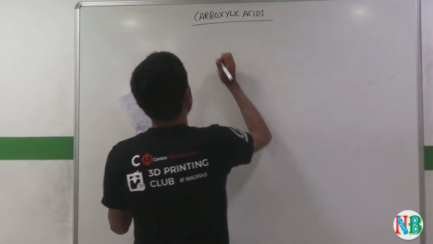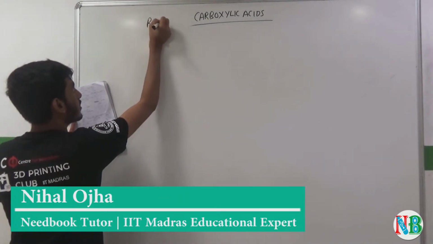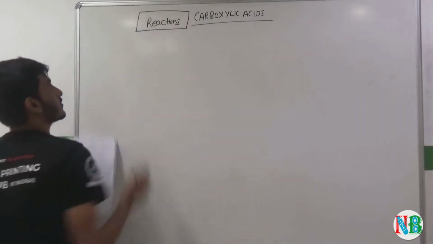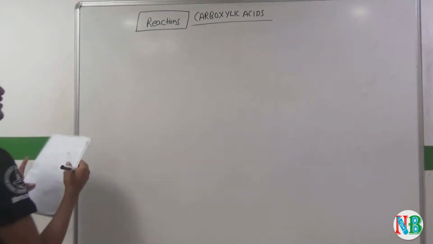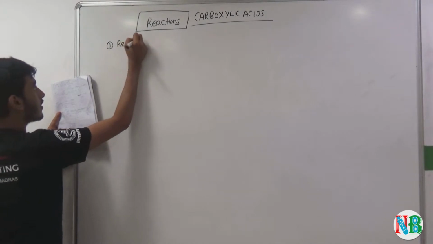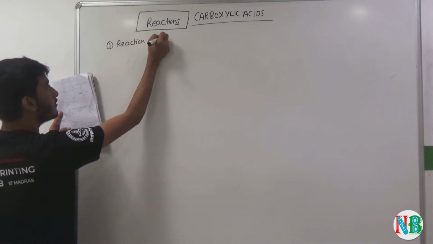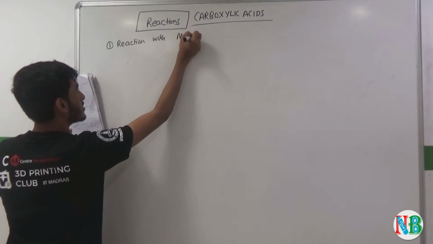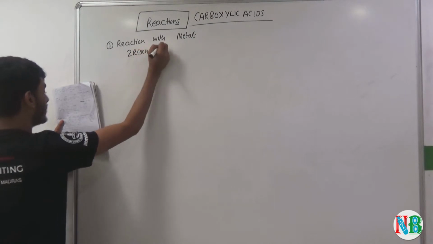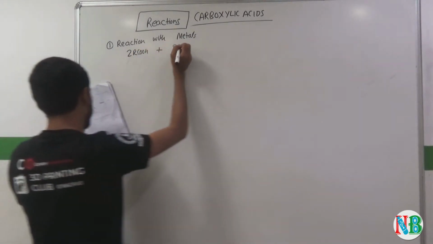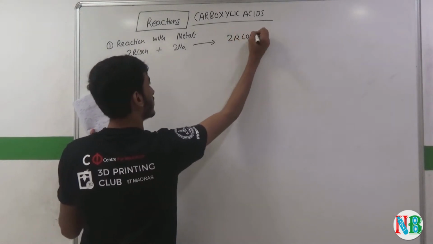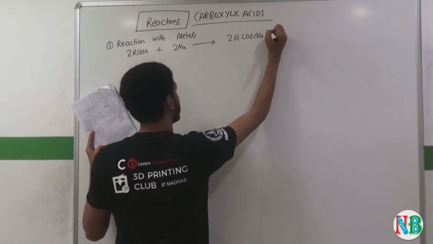So, some of the reactions of acids. Reactions. The first reaction is with metals. Simple reactions. RCOOH reacting with 2Na. The H will go out, dehydrogenate. It will form RCOONa plus H2.